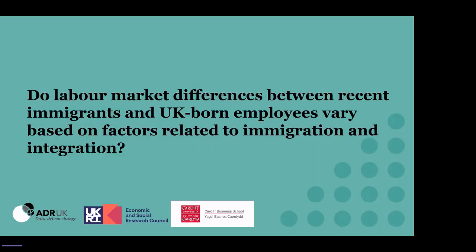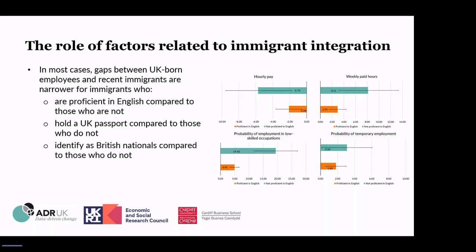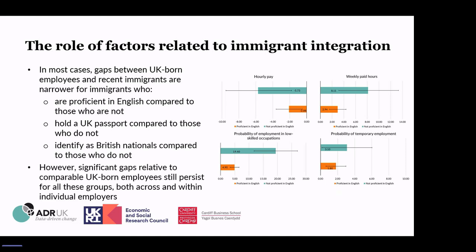The next question we asked was about the factors that are related to immigrant integration, such as language proficiency. So do we observe these differences between recent immigrants and UK-born employees, even if we make comparisons among those who are, for instance, proficient in English? In most cases, gaps between UK-born employees and recent immigrants are narrower for immigrants who are proficient in English, who hold a UK passport, or who identify as British nationals. However, significant gaps still exist, even when the comparisons are made among co-workers with similar characteristics in all the groups that we consider.